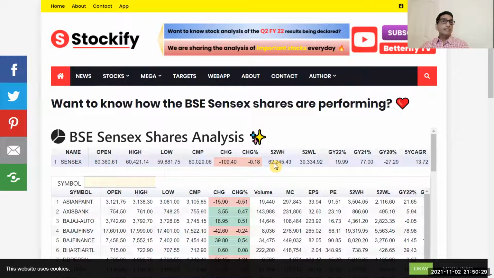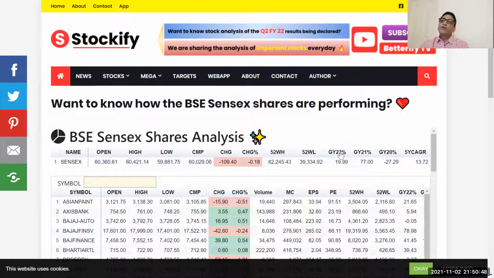And what is the high of this index? Since we are talking about Sensex, the index for the 30 share components, the high of this index is 62,245, the 52-week high, the last high in the 52 weeks. And this is the 52-week low, 39,334. And these are very important columns.